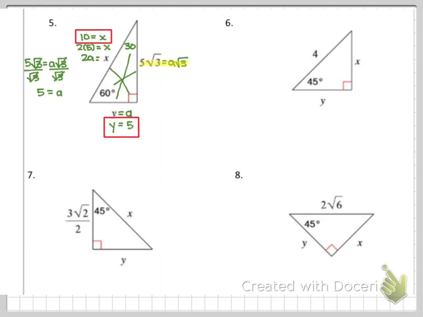Okay, so here are my answers for both X and Y on question number 5. And then once you're done taking a look at this, give it a pause. Let's see how you do on question number 6.